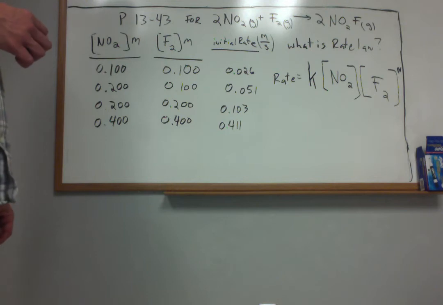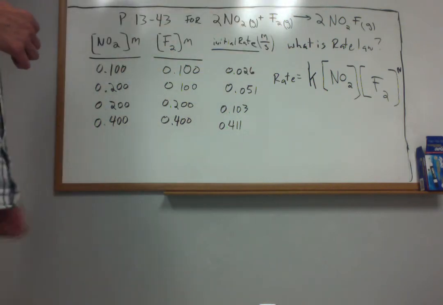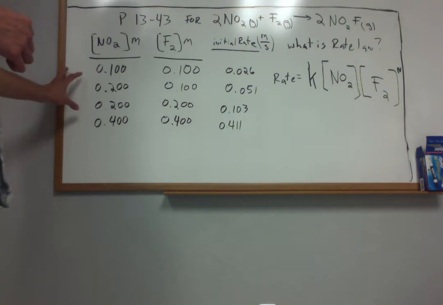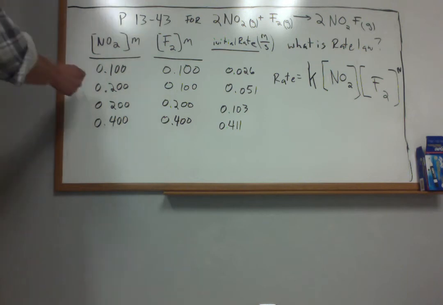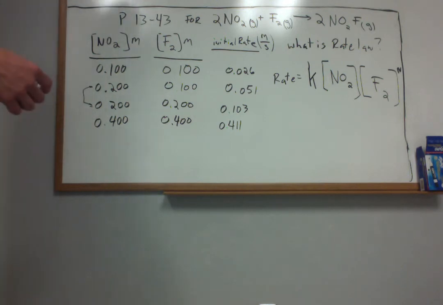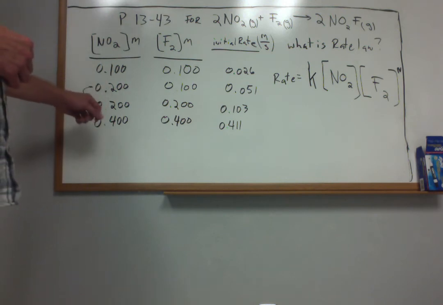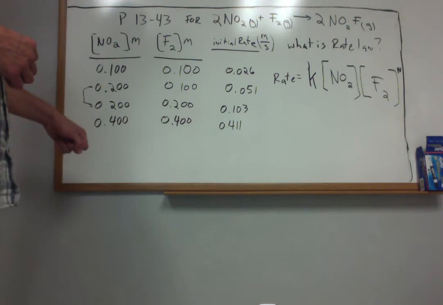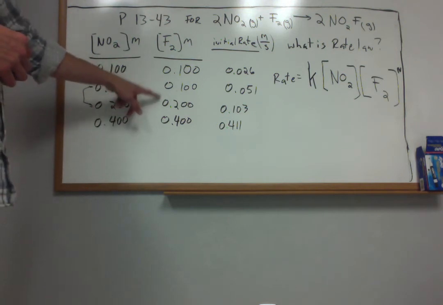Okay? So to help me figure out what my exponent n is, I need to look for the case in which I change my concentration of fluorine, but the concentration of NO2 is constant or consistent. And it looks to me like that can be found between these two trials, right? Number 2 and number 3. The concentration of NO2 is 0.2 molar for both of those, so that variable is not changing. But I double the concentration of my fluorine from 2 to 3.